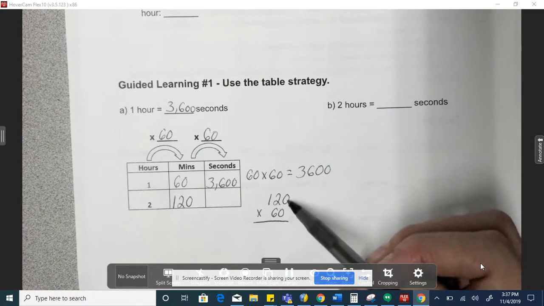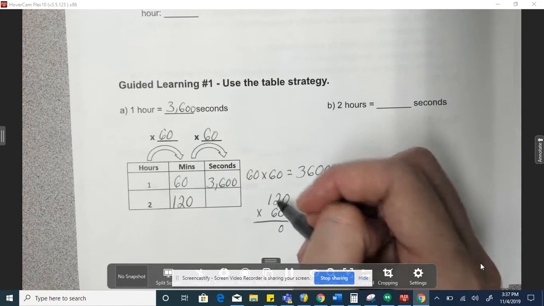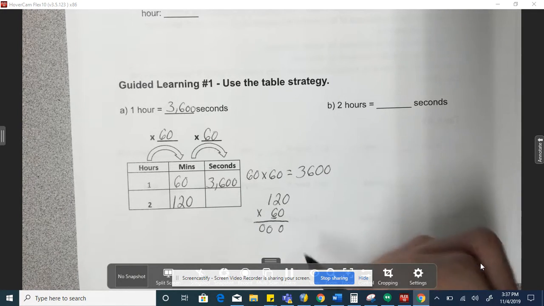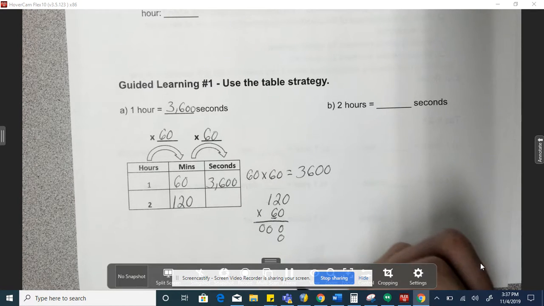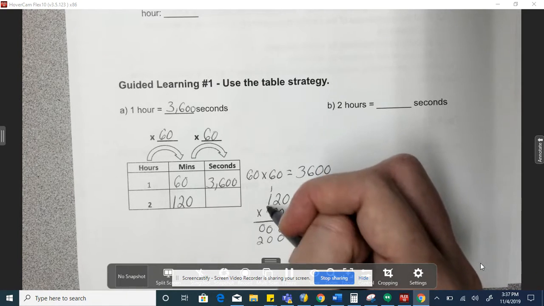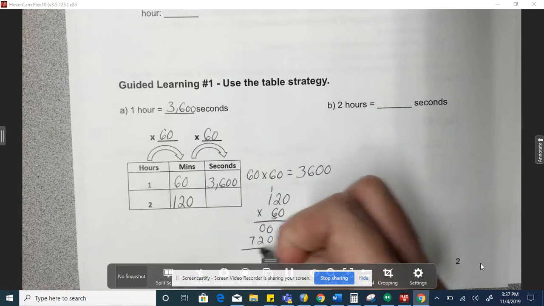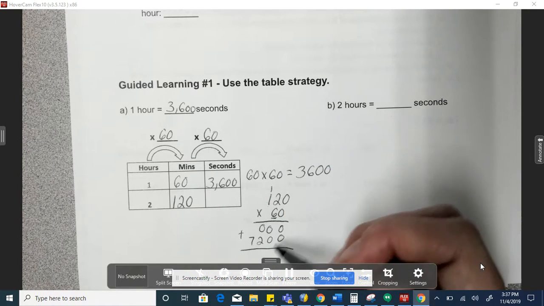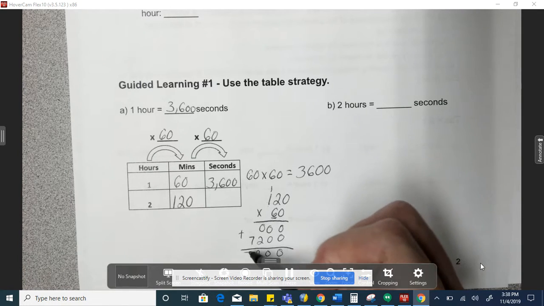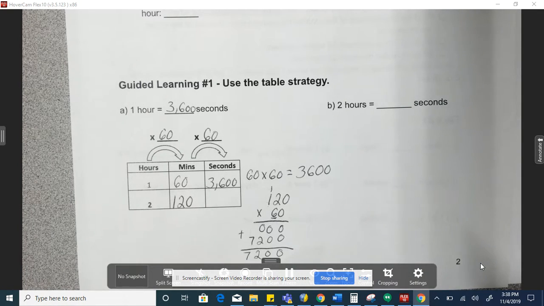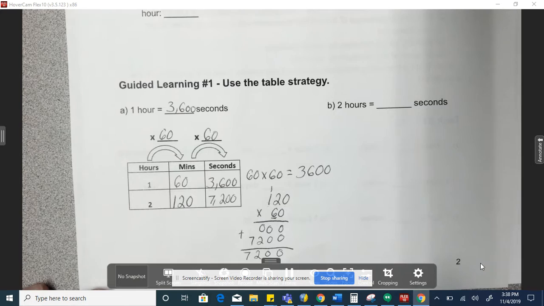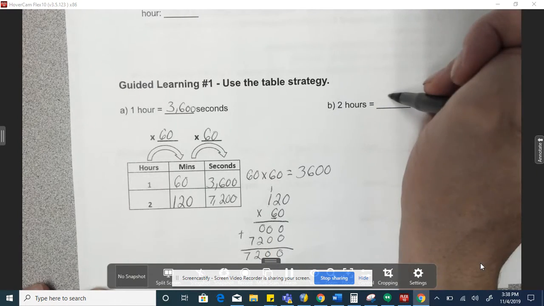So let's see. 0 times 0 is 0. 0 times 2 is 0. 0 times 1 is 0. I'm going to multiply everything by the 6 in the tens place, so I'm going to put a 0 in the ones place. 6 times 0 is 0. 6 times 2 is 12, carry the 1. 6 times 1 is 6, plus 1 is 7. I'm going to add these up. 0, 0, 2, 7. So my answer is 7,200. So in 2 hours, there's 7,200 seconds. I'm going to write that on my line.